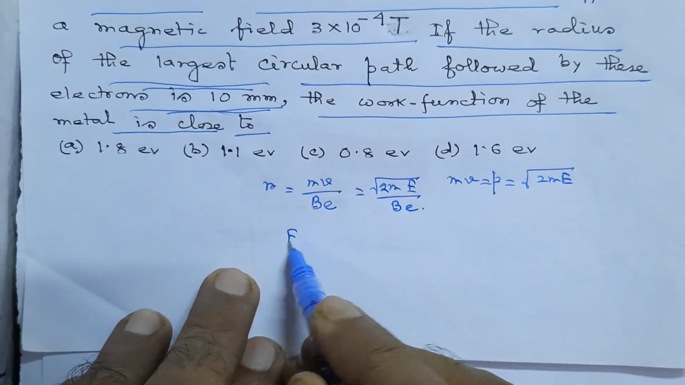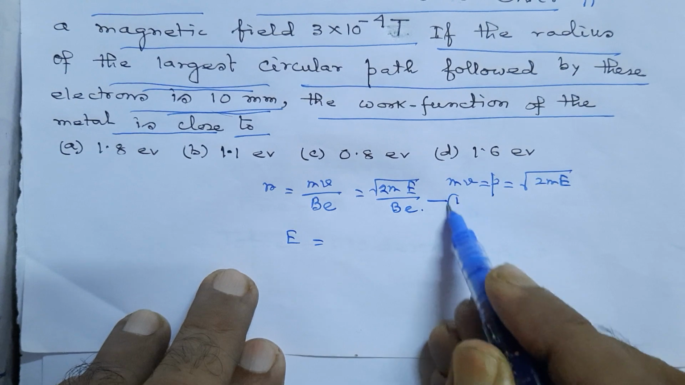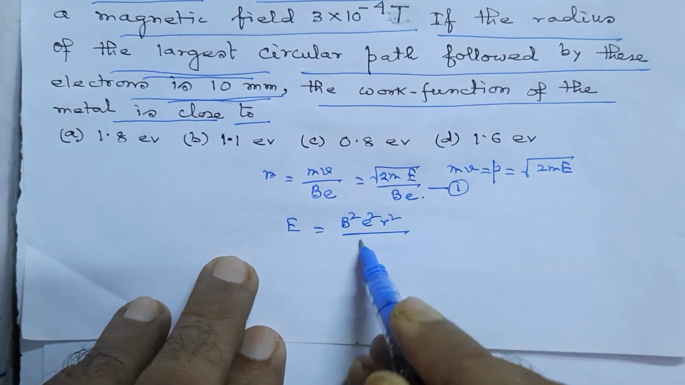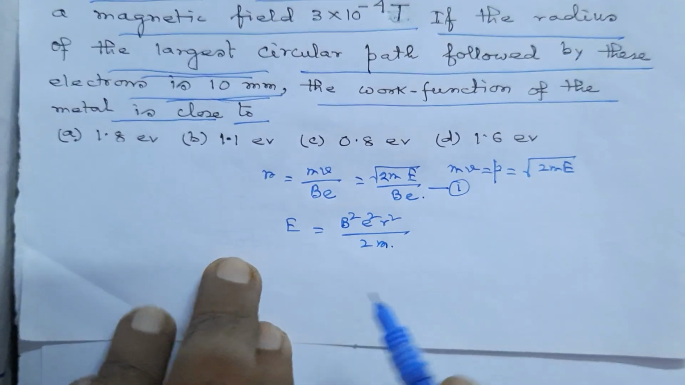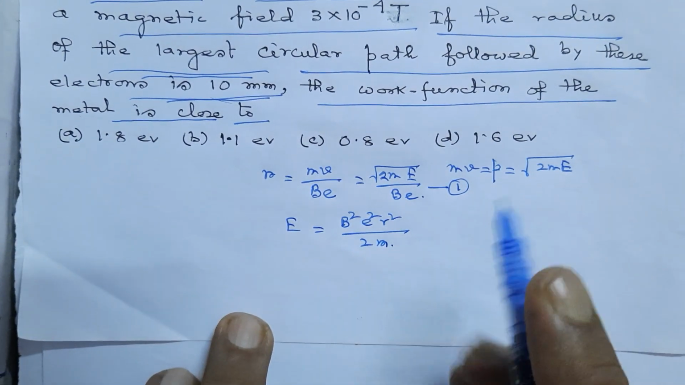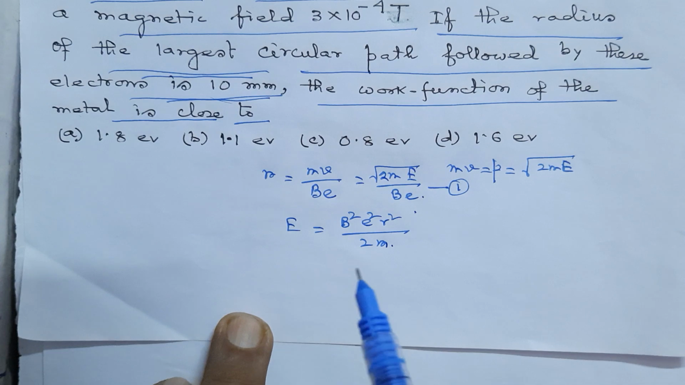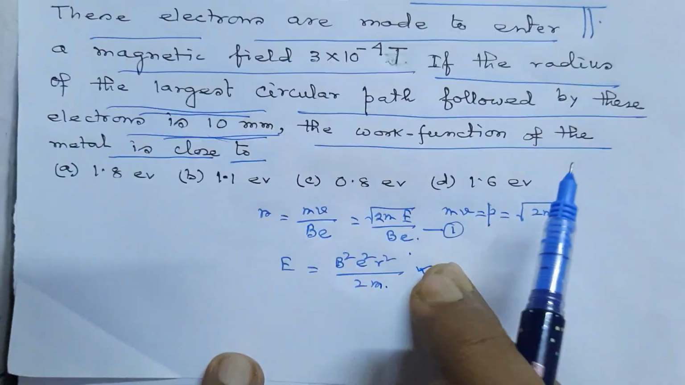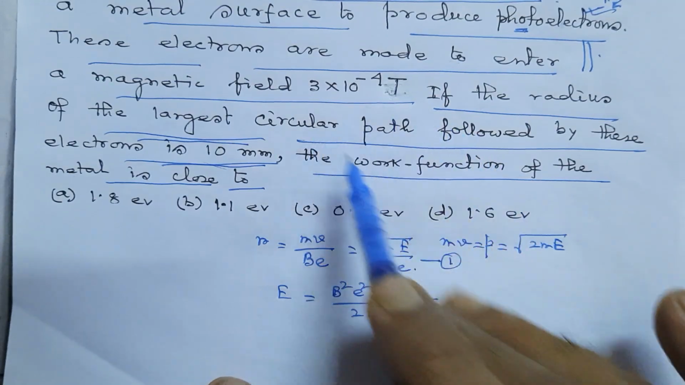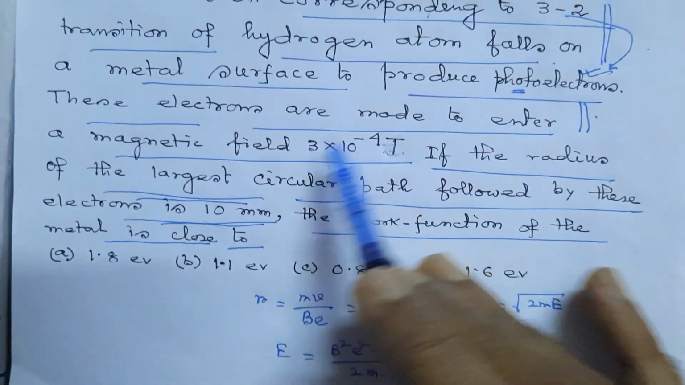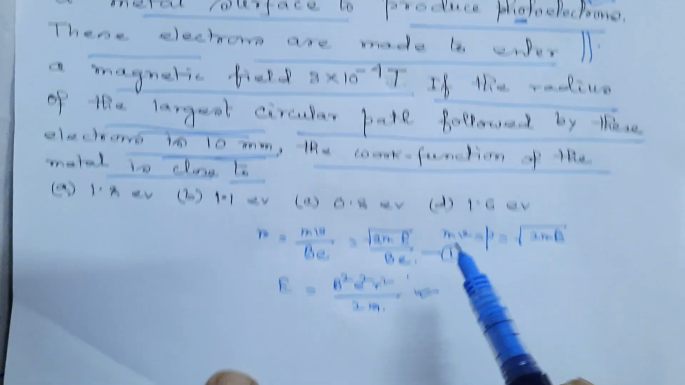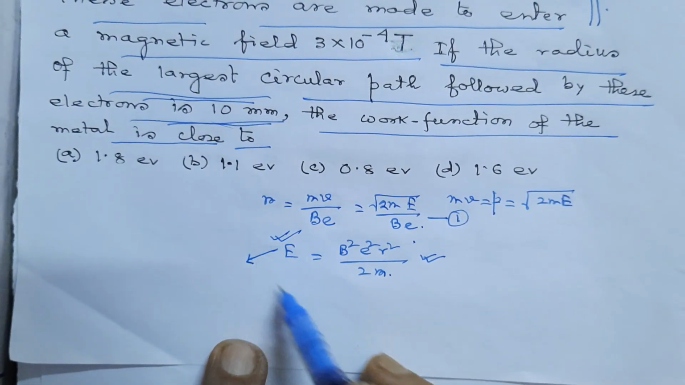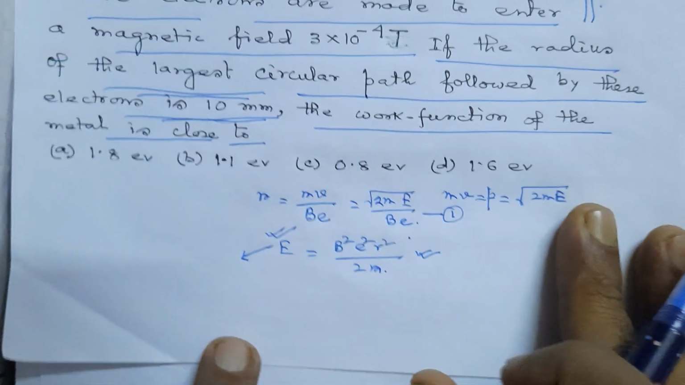So E equals what? From this very expression 1, we get B square e square r square by twice m. B square e square r square by twice m. This is the energy with which the electron revolves in the magnetic field, that is, the kinetic energy of the electron, which we get from this expression.